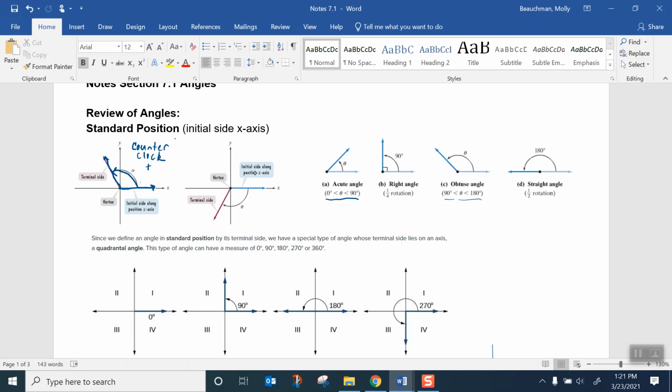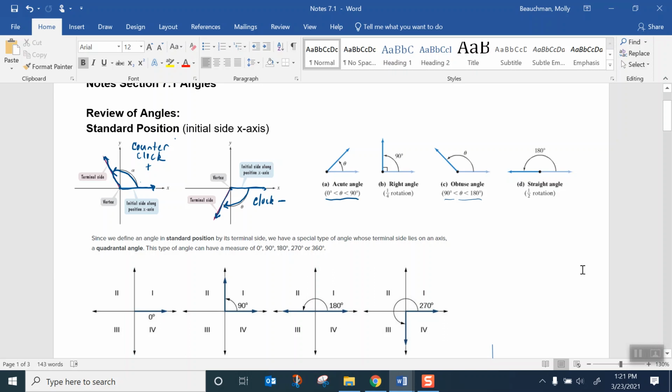Then a negative angle, the initial side is still along the positive x-axis. We're rotating clockwise, so our angle is negative. We still have the vertex at the origin, and the terminal side lands here. So clockwise is a negative angle.